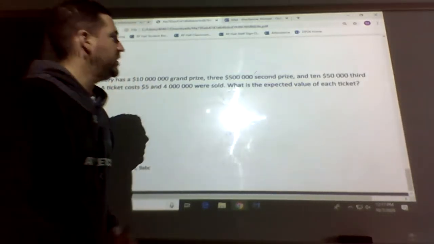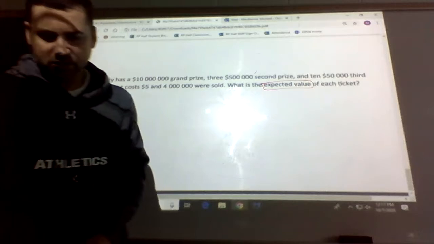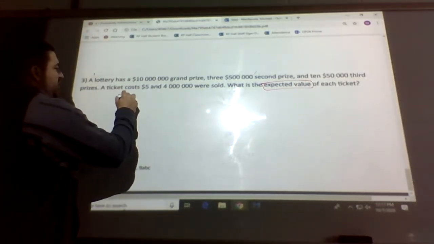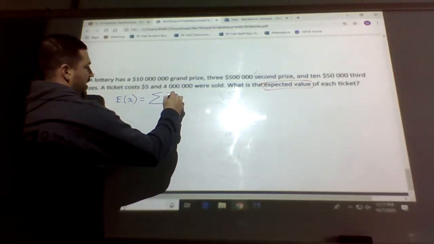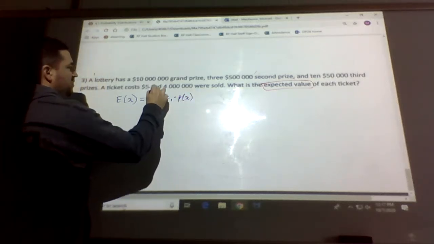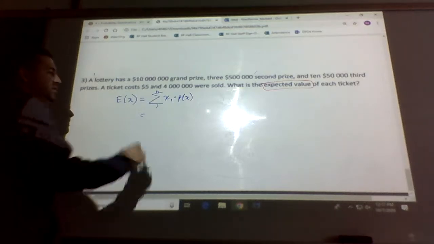Okay, so key words here, expected value. So we're doing expectation again. So our expectation is the sum of each value times its probability, from the first term to its last term. Okay, so let's work together.